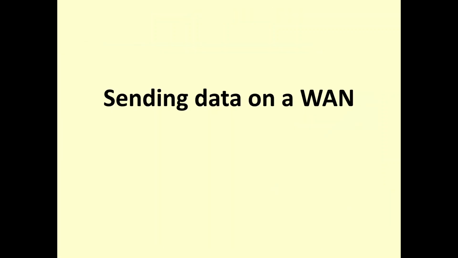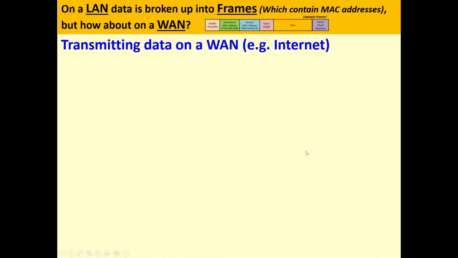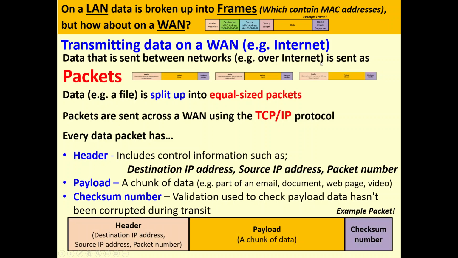So we know what a WAN is. How is data sent across a WAN? Well, remember, a WAN has many different computers in it, okay? And there are different protocols that are used. So on a LAN, data is broken up into frames and we have MAC addresses. But how about on a WAN? While transmitting data on a WAN, data is broken up into little chunks called packets, equal-sized packets. All the packets are the same size.